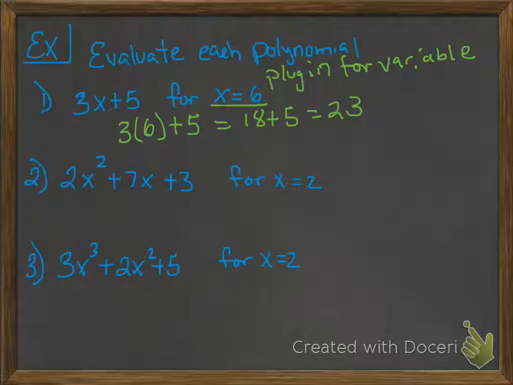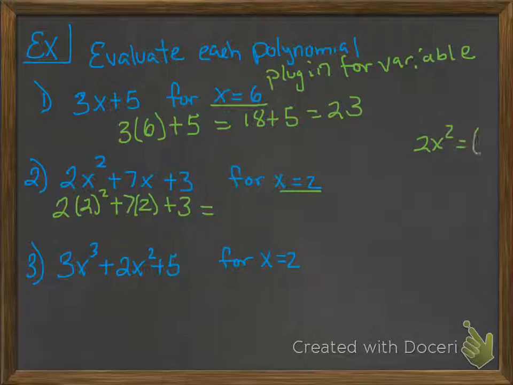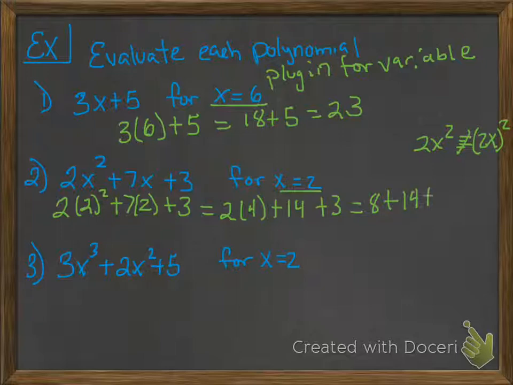Let's try this again. In this case, we're going to plug in 2 for x. 2 times 2 squared plus 7 times 2 plus 3. Notice how the square only goes to the x value. If I had more parentheses, the square would go to both. So there is a difference between 2 times x squared and 2x squared. These do not equal each other. So I end up with 2 times 4 plus 14 plus 3. It's equal to 8 plus 14 plus 3. That equals 25.